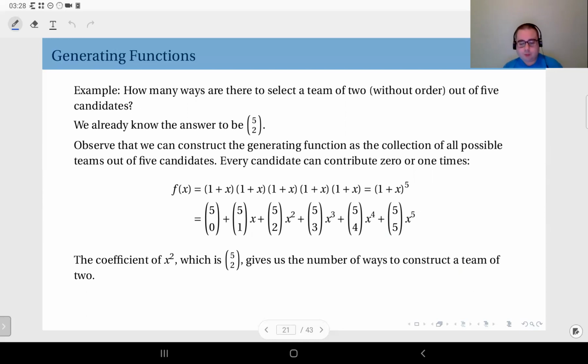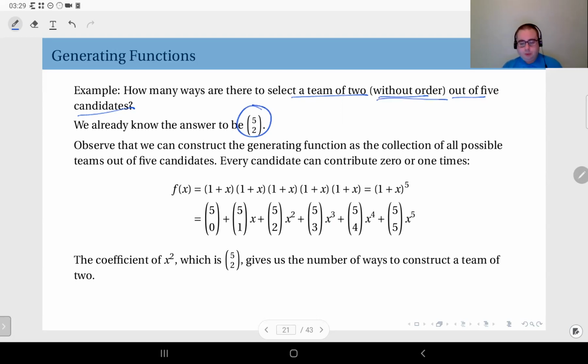So the question is, how many ways are there to select a team of 2 without order out of 5 candidates? Okay, so we have 5 people, out of which I would like to form a team of 2. Now, the answer to this, as we know, is 5 choose 2. That's a combination because it's without order.